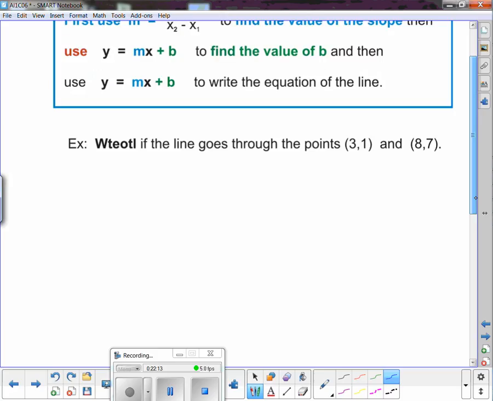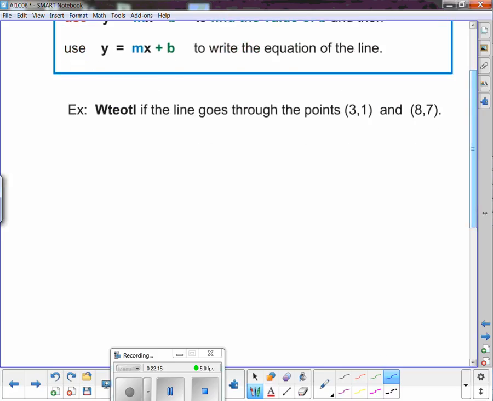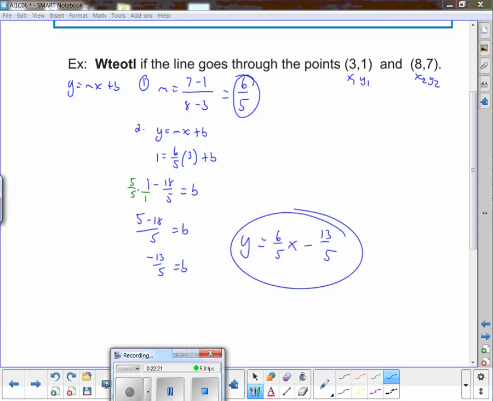All right, so with our last bunch of minutes, do this last example problem. See if you can do it yourself. I'm going to pause the video. All right, on 3, if you got it, give me your answer. 1, 2, 3. A little unconfident there, aren't you? Y equals 6/5 x minus 13/5. How many got that correct? 1, 2, 3, 4, 5, 6, 7, 8, 9, 10 of you.